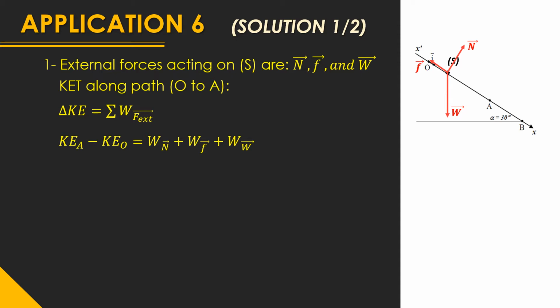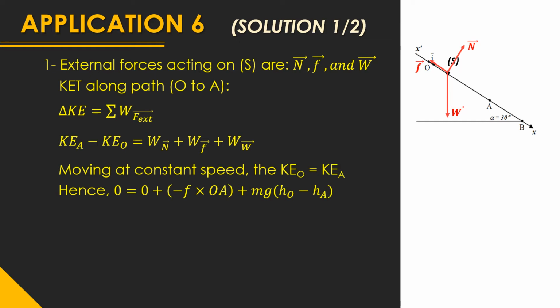Kinetic energy final, which is at A, minus kinetic energy initial, which is at O, equals work of the normal plus work of friction plus work of weight, according to the list that we have made about the forces. Now, kinetic energies at O and at A are equal because it's given that the skier moves at constant speed. Hence, kinetic energy at A minus kinetic energy at O is zero. Work of the normal, I can slash it here, is zero because it's always perpendicular to the path. So we're left with work of weight and work of friction.